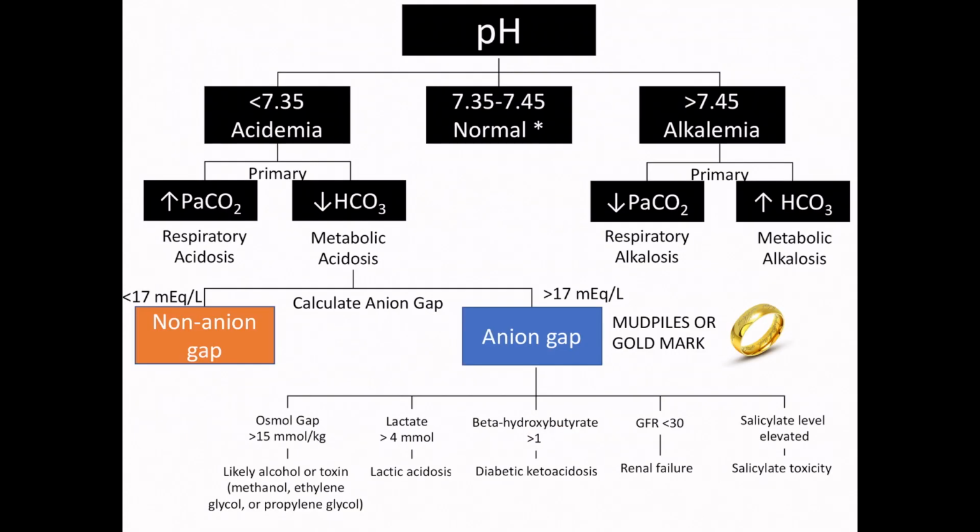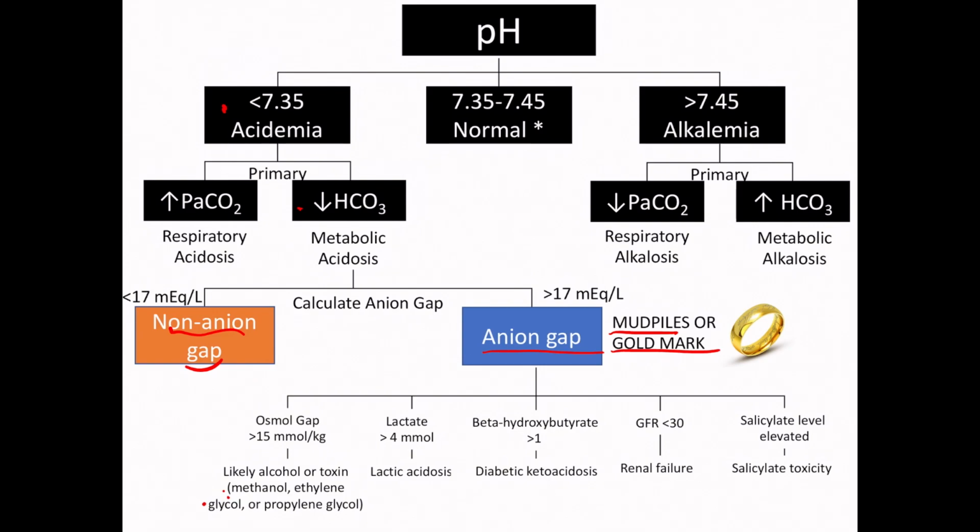So, looking back at our flowchart, if your pH is low, with the primary problem being metabolic acidosis because you have a low bicarbonate, the first thing you want to do is calculate your anion gap. If your anion gap is less than 17, it's a non-anion gap metabolic acidosis, and that will lead us to the next section. If it is greater than 17, it's an anion gap. So either think MUDPILES or GOLDMARK being the major causes. If you see that the osmolar gap is greater than 15, it's usually an alcohol or toxin-related disease, with methanol, ethylene glycol, or propylene glycol being the primary cause.